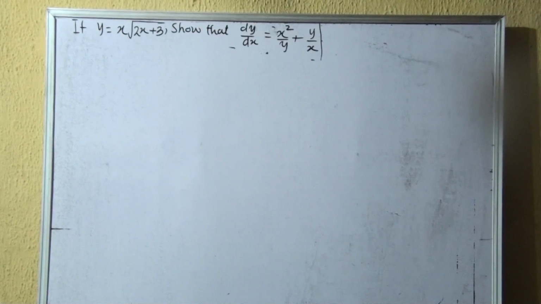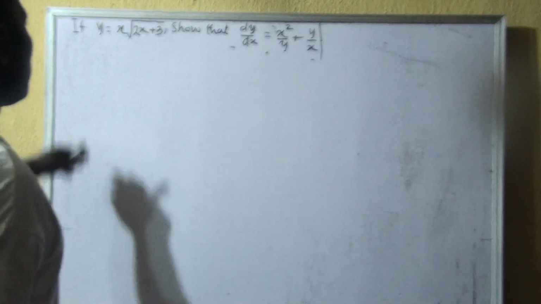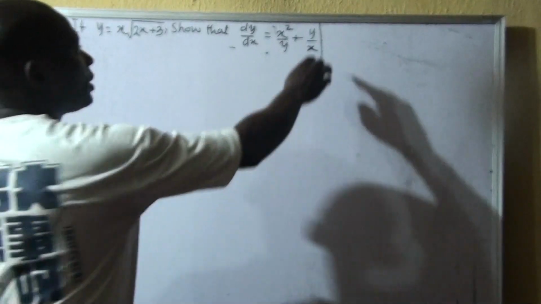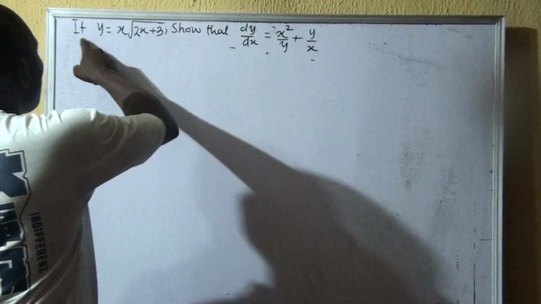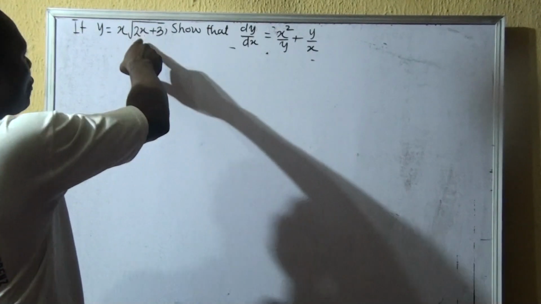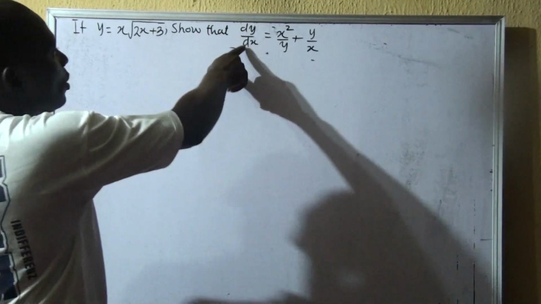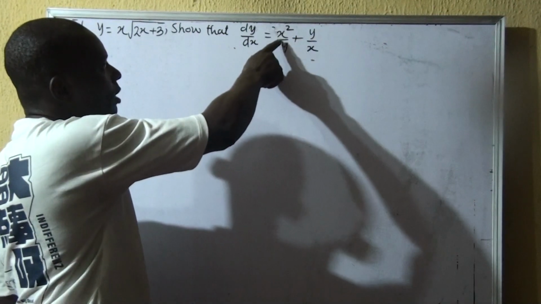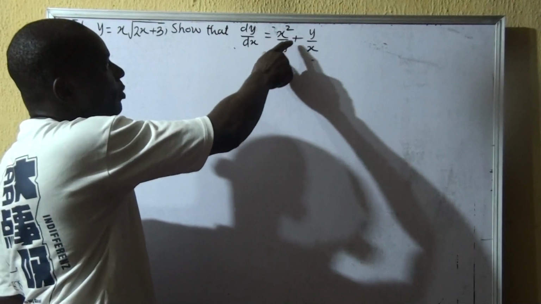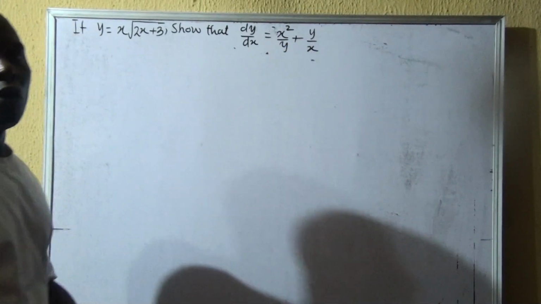Hello, good day. Here in this virtual class, we'll be looking at this question before us. If y is equal to x squared root of 2x plus 3, show that dy/dx is equal to x squared over y plus y over x.